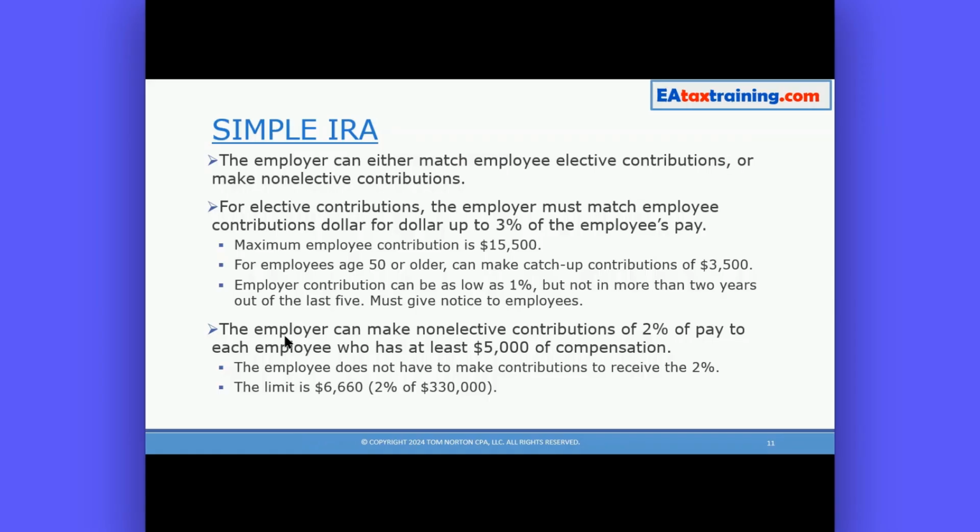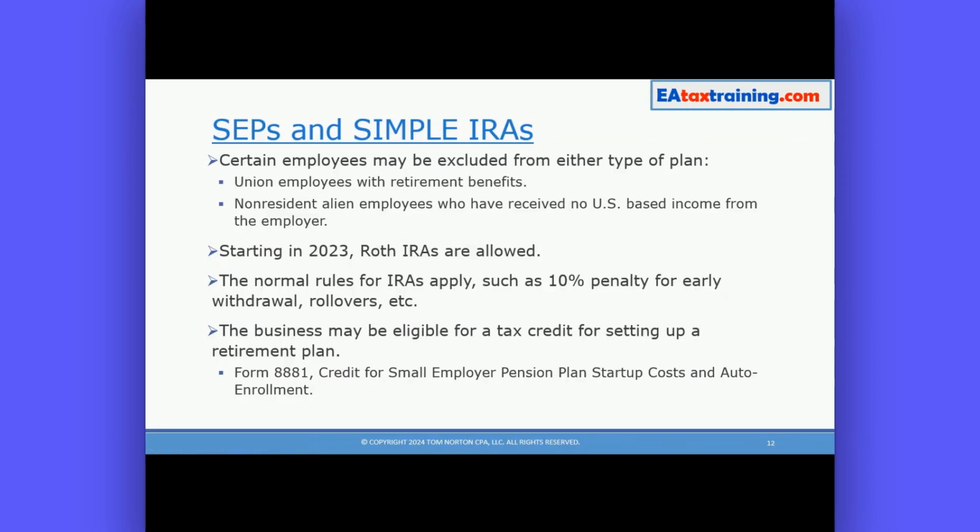And the limit per employee is $6,600. It's 2% of a maximum salary of $330,000. That's the maximum contribution into the SIMPLE IRA when the employer goes with these non-elective contributions of 2% of pay. For both SEPs and SIMPLE IRAs, there are certain employees who may be excluded from either type of plan.